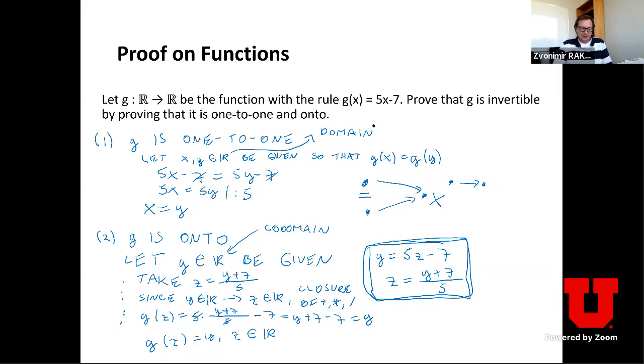Any other questions? Thanks a lot for asking questions. This is really good. Okay. If there are no other questions, make sure to practice these proofs. They're not going to be on quiz 3, but they're going to be on quiz 4.